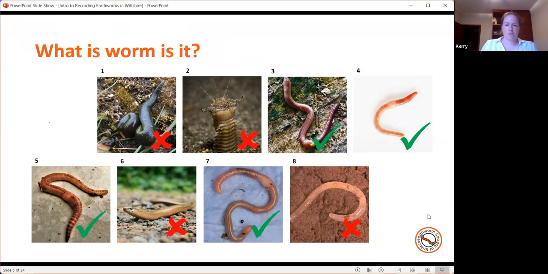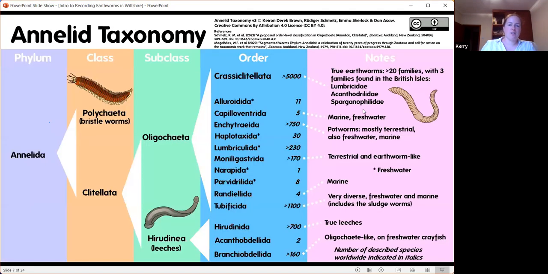So just to confirm, you can see the ones that are earthworms, 3, 4, 5, and 7. Well done. So moving on to the taxonomy.